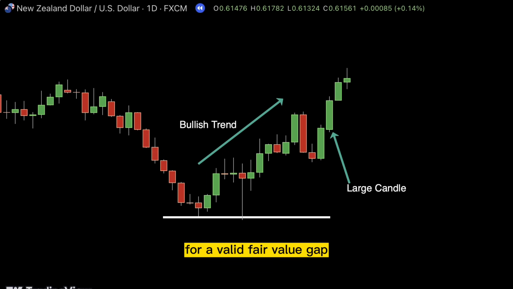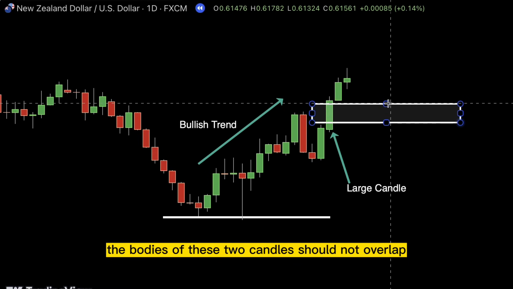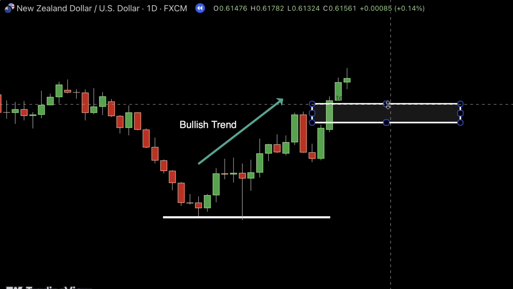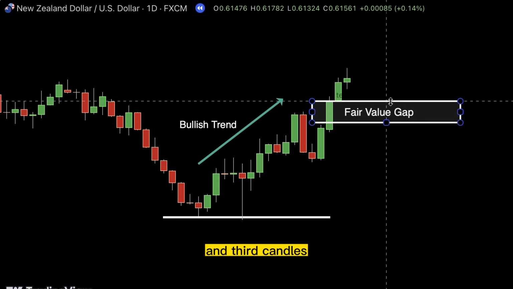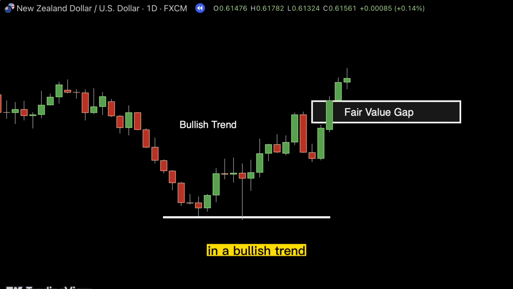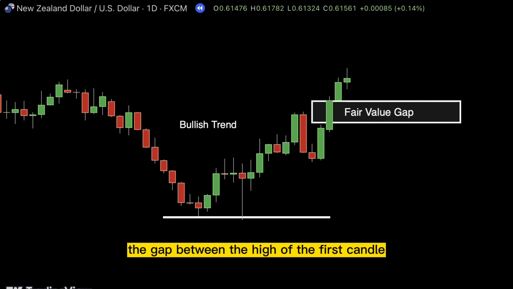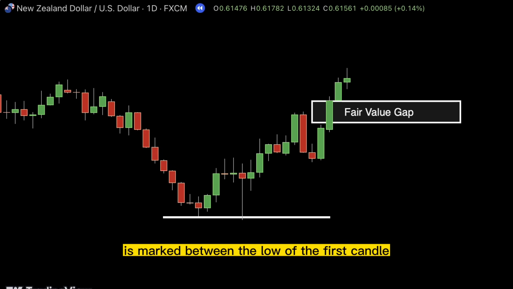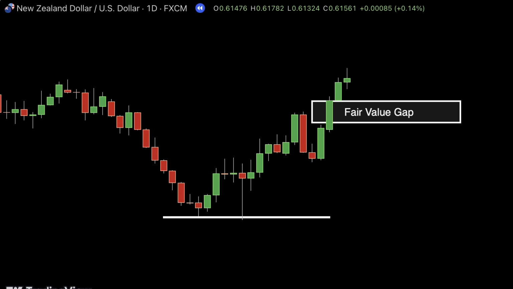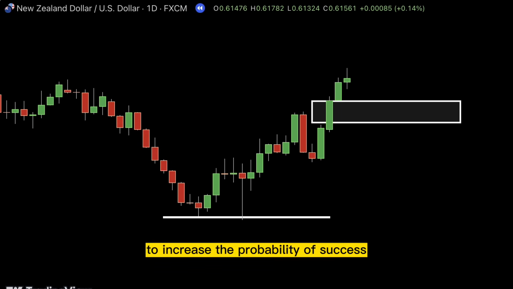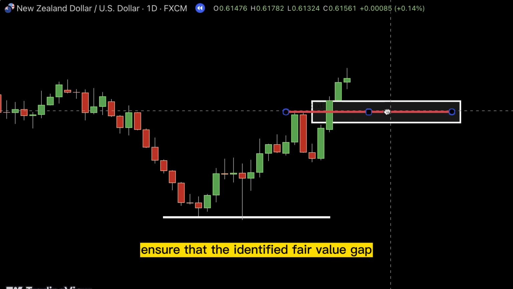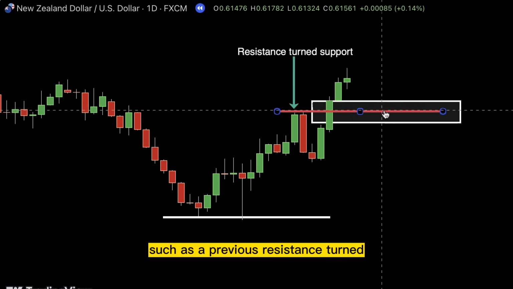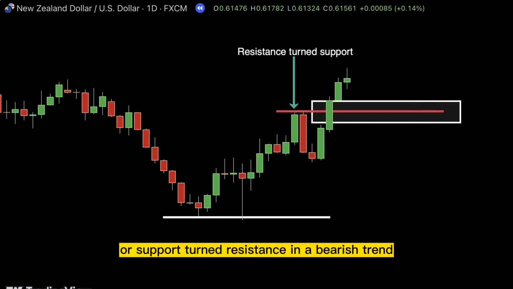After identifying a large candle, examine the preceding and following candles. For a valid fair value gap, the bodies of these two candles should not overlap the body of the middle candle, creating a gap between the wicks of the first and third candles. In a bullish trend, the gap between the high of the first candle and the low of the third candle is your fair value gap. In a bearish trend, the fair value gap is marked between the low of the first candle and the high of the third candle. To increase the probability of success, ensure that the identified fair value gap aligns with significant levels, such as a previous resistance turned support in a bullish trend or support turned resistance in a bearish trend.